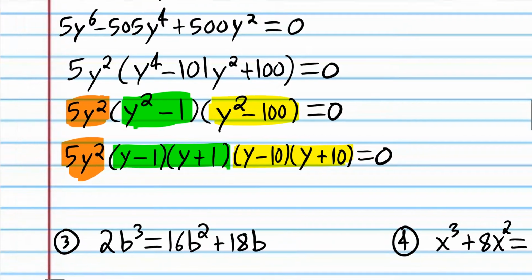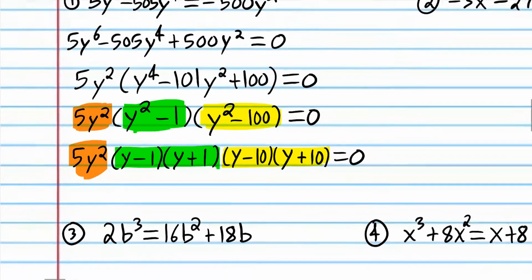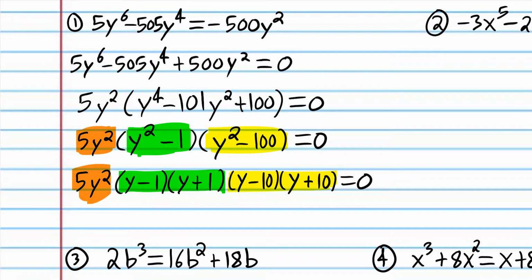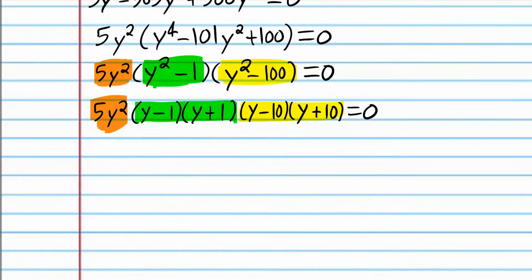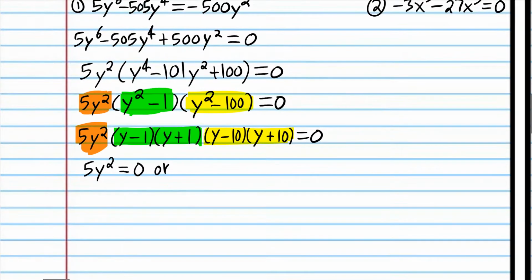So why did we do all that? What was the point of that? Well, now we can see the solutions that will make this equation work. Because the orange is multiplied into the green and into the yellow, all these, see the parentheses, are multiplied together. So if the orange is 0, that'll make the equation work, because 0 times everything else will make 0, you see.